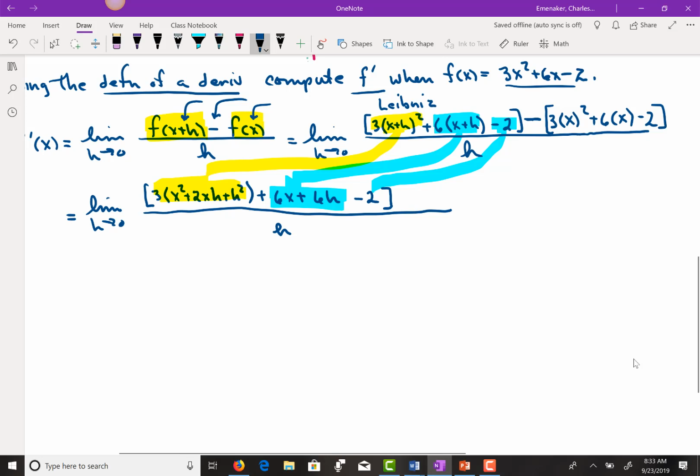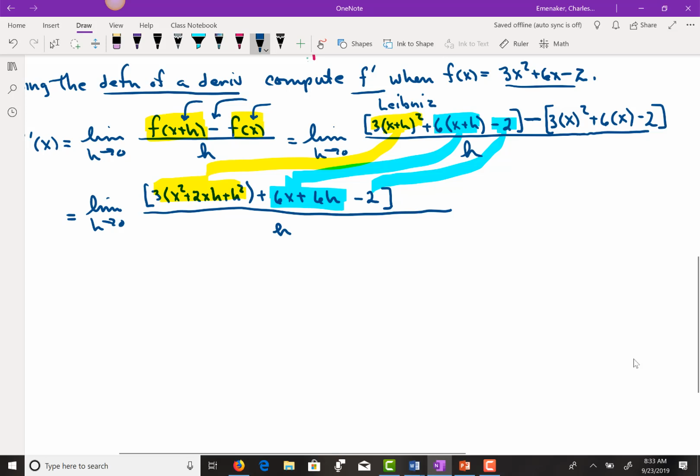Yes, sir. Why wouldn't you distribute the first 3? We will. I'm doing this in slow motion on this one. You're absolutely right. It's going to become 3x squared plus 6xh plus 3h squared. But I didn't want people saying, where does 6 come from? So, yeah, you're on it.